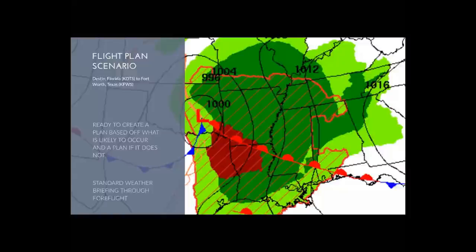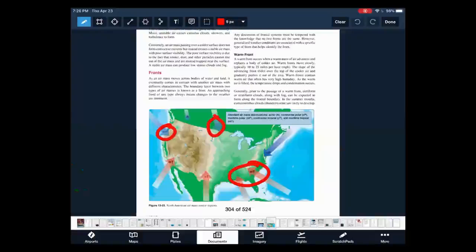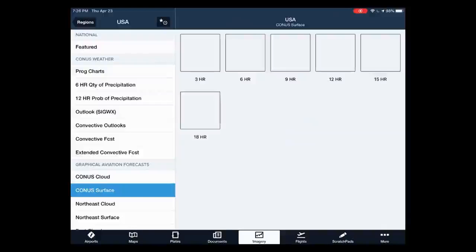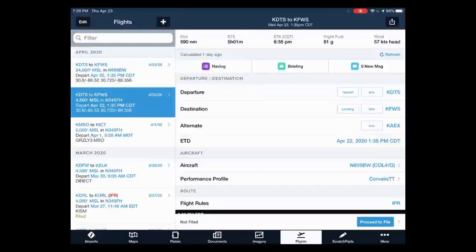So let's jump into ForeFlight, take a look at a flight plan from, again, yesterday. So we're going to be looking at the weather predominantly from yesterday, but that being said, we will actually take a look at this exact same system and what it's done today as well. Okay, so we'll pull up the briefing that I pulled up from yesterday, hopefully.